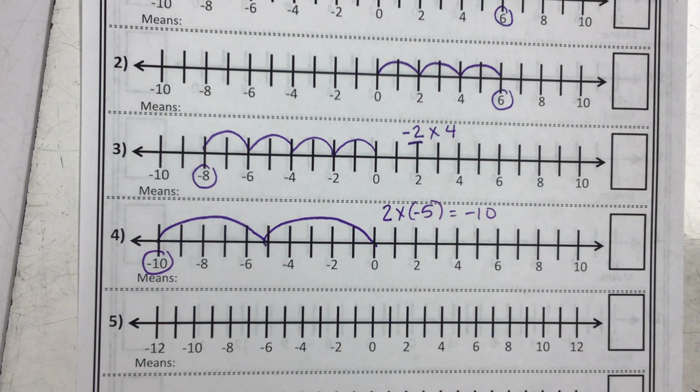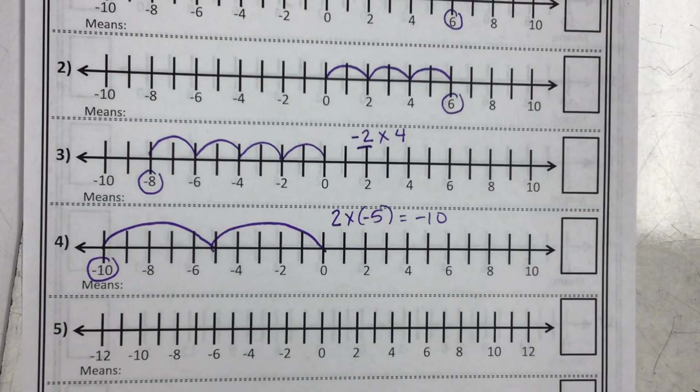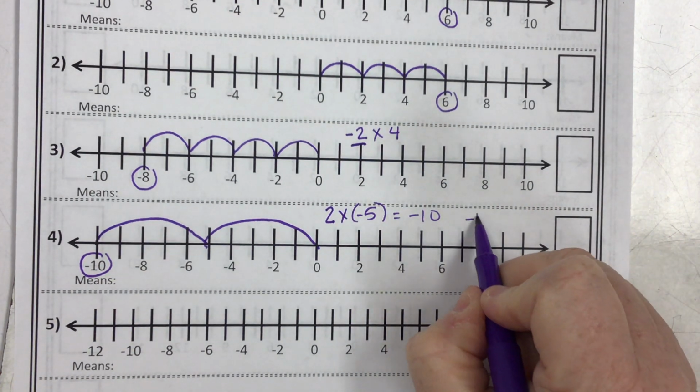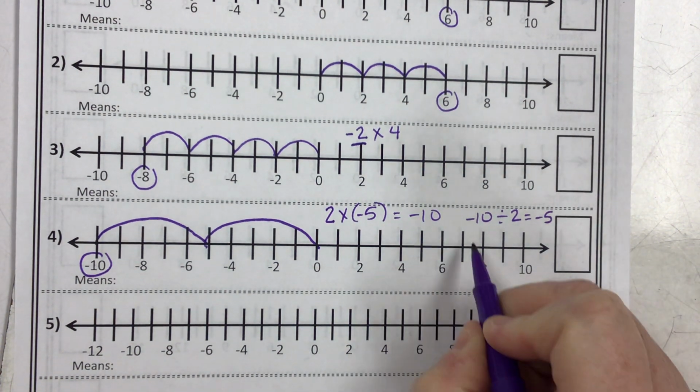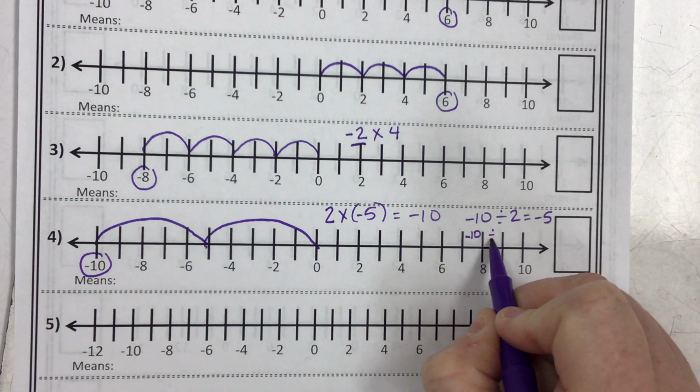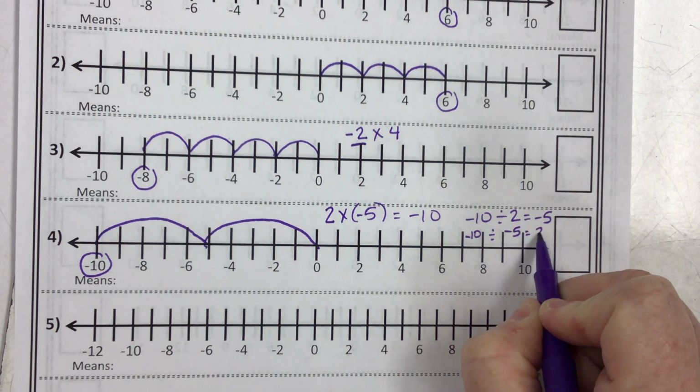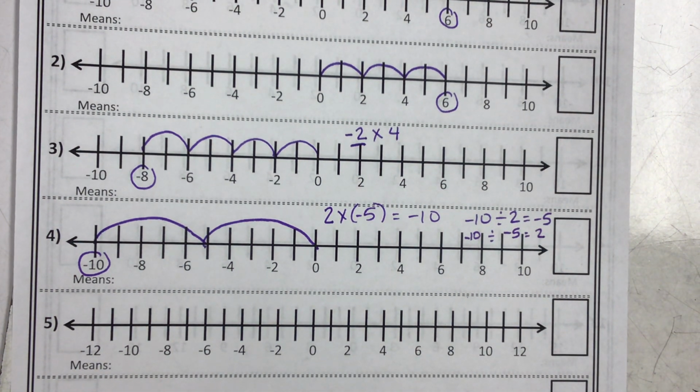Okay, this could also be written if you think back to elementary when you learned about fact families. This multiplication problem could also be a division problem. It would be negative 10 divided by 2 equals negative 5, or it could be negative 10 divided by negative 5 equals 2. Either of those would mean the same thing.